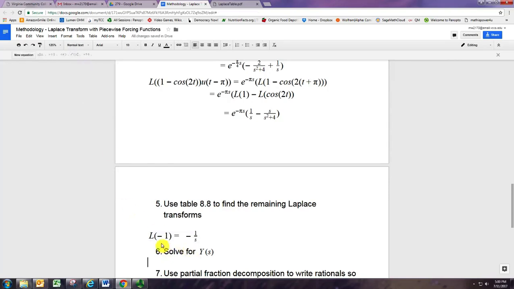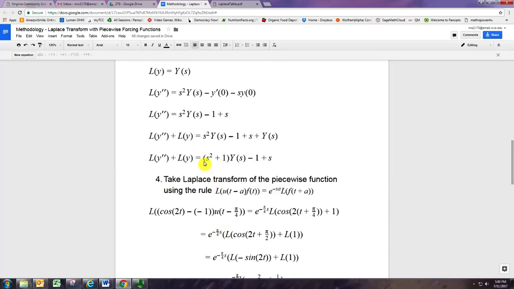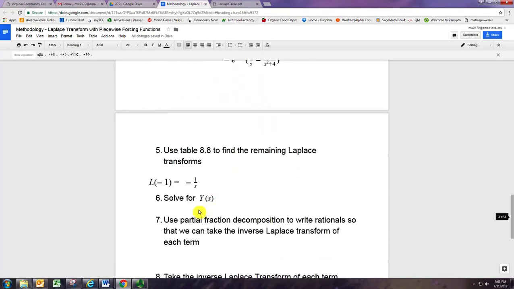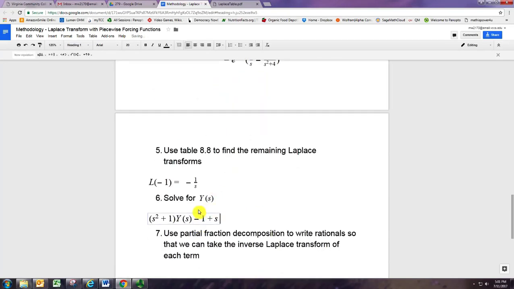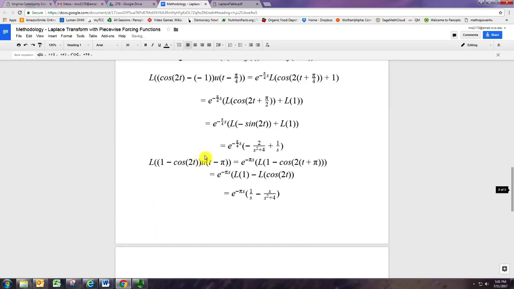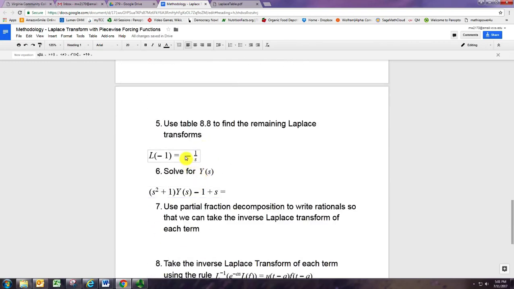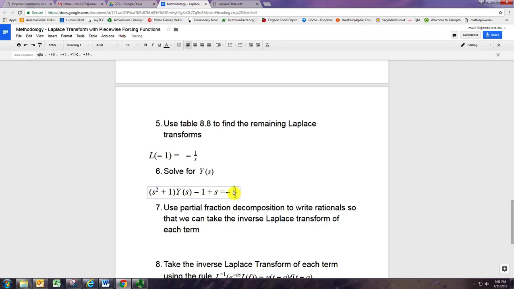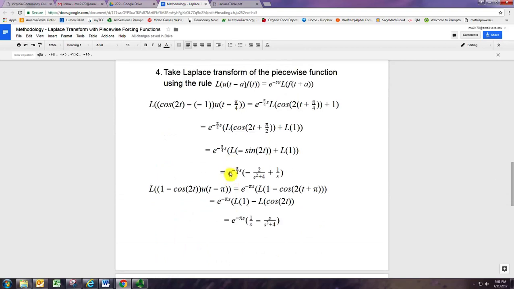All right. If we put all this together, we get a nice equation for big Y of s. Here we had this part, it's our left-hand side. And then we've got the negative 1 over s. And then we've got the second part here.